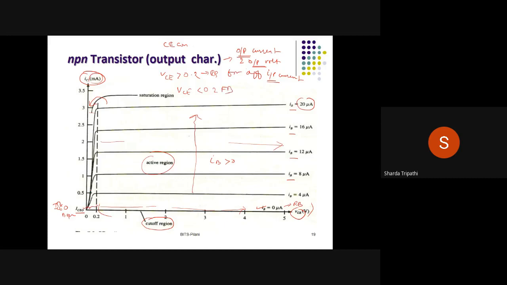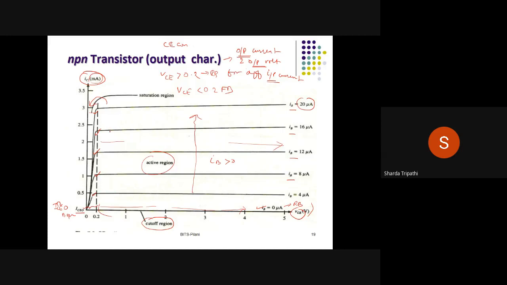So in this region, when the value of input current is greater than 0, that means corresponding to all these curves, the transistor is going to operate in the saturation region, wherein both the junctions will be forward biased and collectively the current will look like as if it is exponentially increasing. So this was one observation.